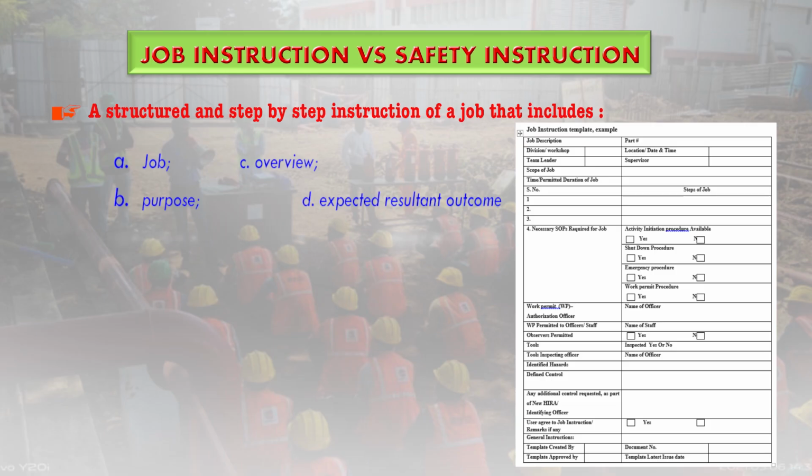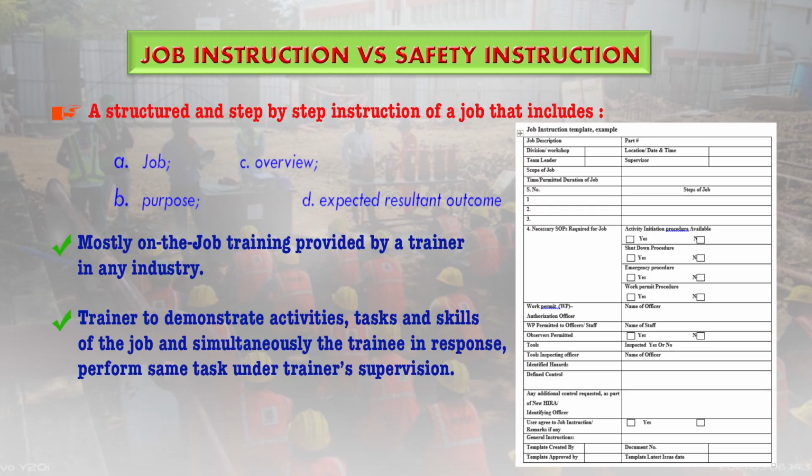Basically, a job instruction is a structured, step-by-step instruction of a job that may include what the job is, what its purpose is, an overview of the job, and the resultant outcomes expected by the organization. Mostly it is on-the-job training provided by the trainer in the industry. It is provided for individuals. But job instructions must include fresh on-the-spot hazard identification and risk assessment.